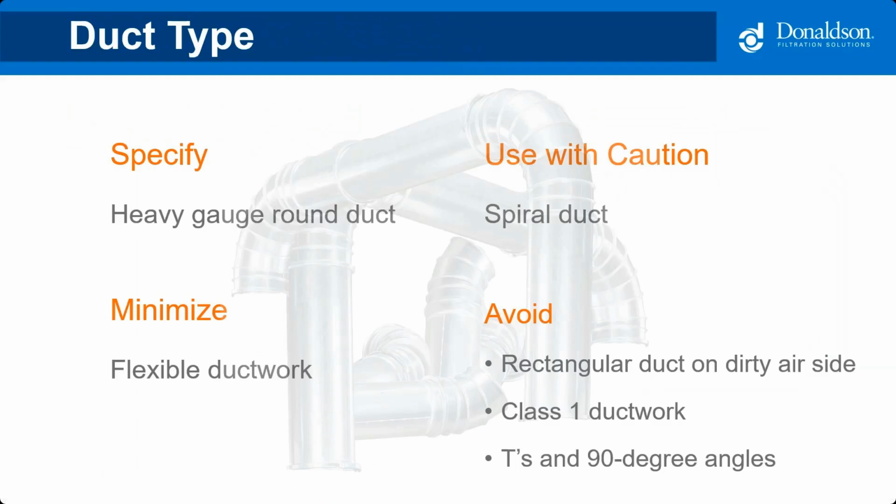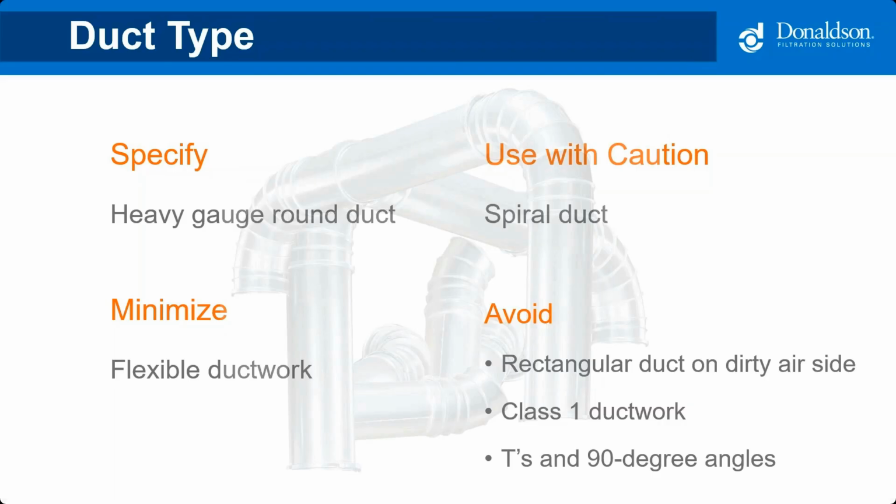Just a few quick pieces of advice when it comes to duct type. So rectangular duct, which is commonly used in HVAC applications where you're moving only air, is not necessarily a good option in industrial applications because it could allow dust to settle out in the corners of the duct. It is okay to consider, though, for the clean air side. When specifying industrial duct systems, make sure to call out round, heavy-duty industrial ductwork.